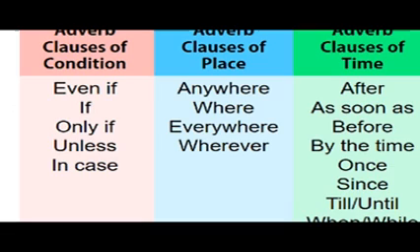We also have adverbial clause of condition, and condition here has to do with the circumstance upon which something can happen or has happened. It is usually introduced by words or phrases like even if, only if, unless, in case. We also have adverb clause or adverbial clause of place. This has to do with the location, and it is usually introduced by words like anywhere, where, everywhere, wherever.